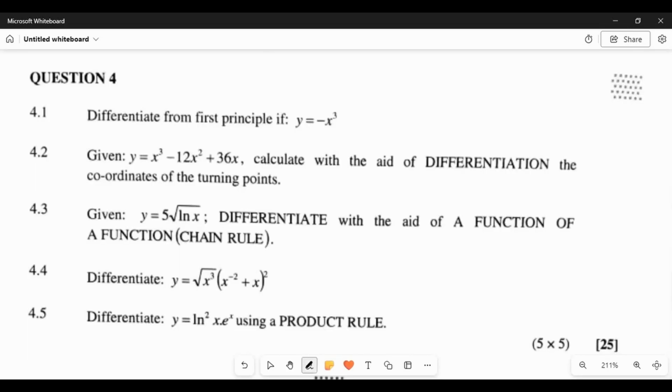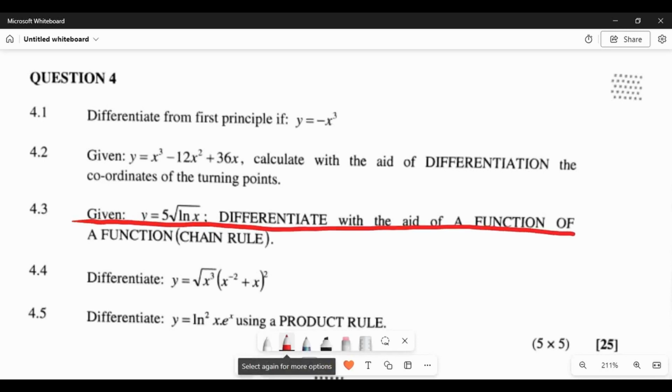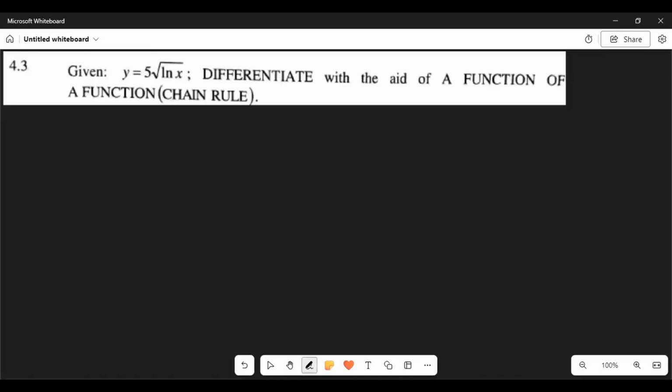Alright guys, let's look at this question here, which is 4.3. So here's our 4.3, guys. I hope you can see it. I'm going to copy this 4.3 and paste it somewhere where there is space, so that we can solve it.